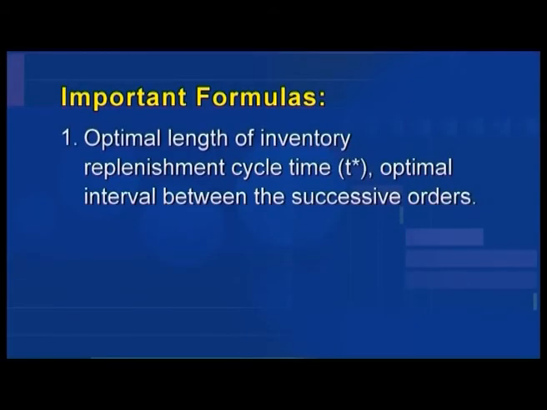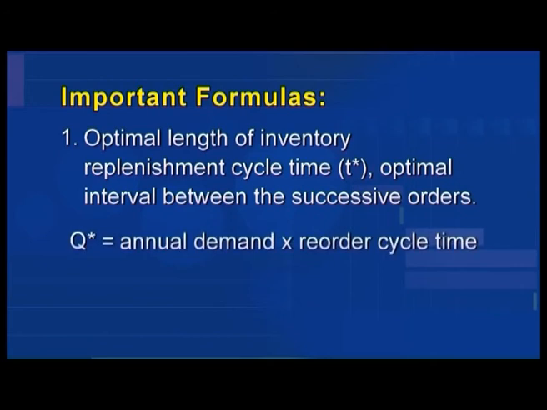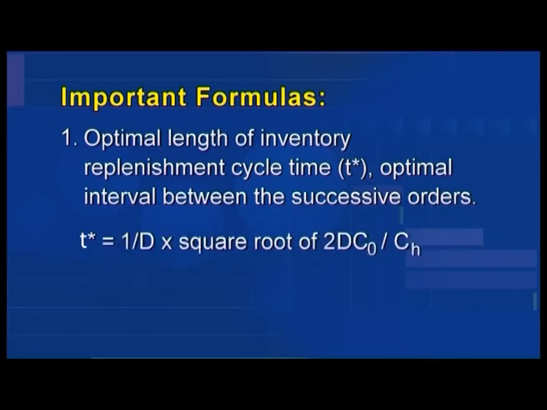Other important formulae are as follows. Optimal length of inventory replenishment cycle time, that is, optimal interval between the successive orders: Q star is equal to annual demand times reorder cycle time, which is D times T, or T star is equal to Q star by D, which is equal to 1/D times the square root of 2 times D times C0 by CH, which is equal to the square root of 2 times C0 by D times CH.